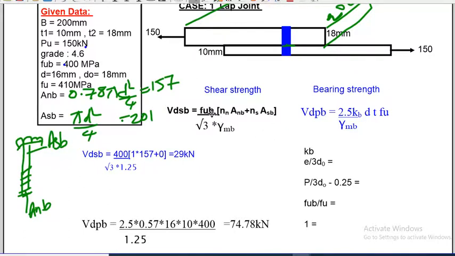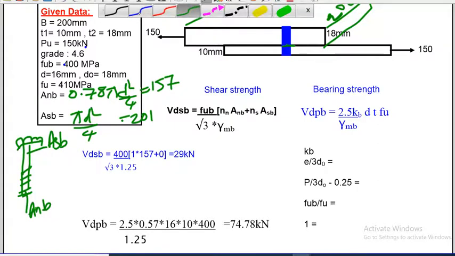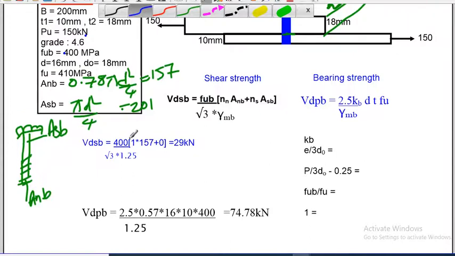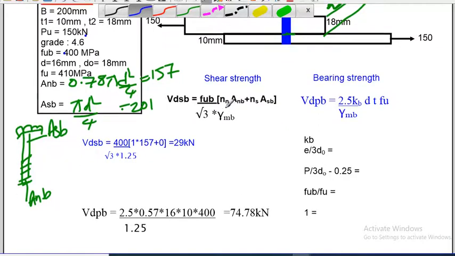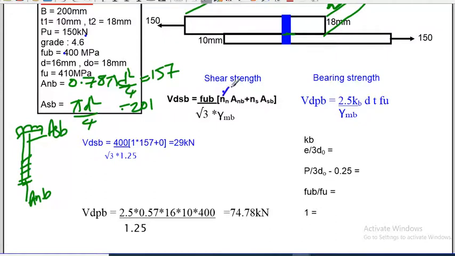So the shear strength formula is this. We have seen it previously. And the bearing strength is this one. So for shear strength, we know all these things. FUB, we know it is 400. And n means, as you have seen for a lap joint, the number of shear planes intercepting the thread. As I told you before, in the lap case assume n is equal to 1. If it is a lap joint or single cover butt joint, assume that the shear plane comes in the thread, and the shank shear plane count will be 0. A and B we have seen, and ASB also we have seen. So substituting all together, this is the formula. You will get 29 kilonewton. This 29 kilonewton is the shear strength of the bolt.